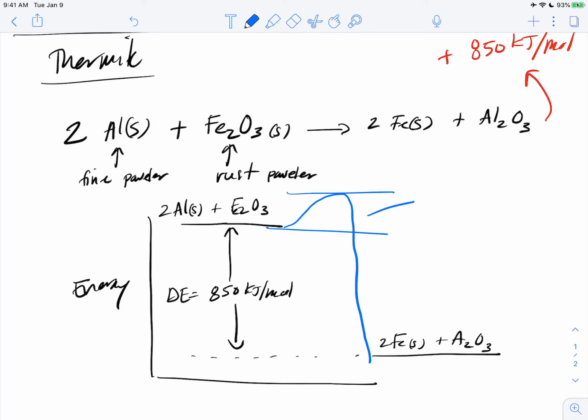In this case, we're going to ignite with a sparkler. You can use other types of ignition sources, but sparklers tend to be safest and work best. Now, if you look at this, aluminum and iron oxide don't particularly look that different than iron and aluminum oxide. So what's the difference?